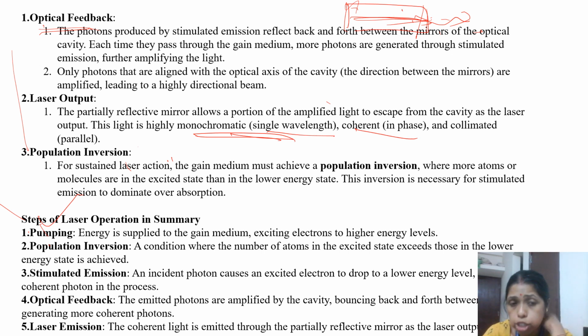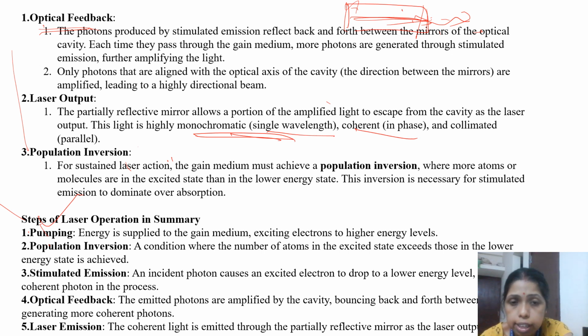Then stimulated emission happens, and suppose two photons are produced. Those two photons will stay inside the device only, so for that you need the optical feedback. Those photons will travel and oscillate inside the device, then these two photons will produce more photons, and all the photons will come out from the device at the same time. So this is the laser effect.